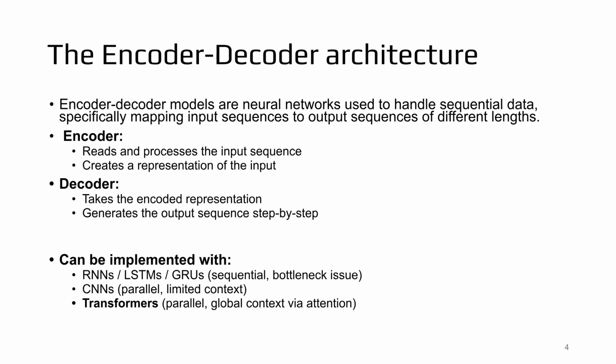The encoder reads and compresses the input into a fixed representation. Think of it as understanding and summarizing what was said. The decoder then takes this compressed representation and generates the output step by step. This architecture can be implemented with different building blocks. RNNs had the bottleneck issue we discussed. CNNs could parallelize, but had limited context windows. Transformers solved both problems with attention.